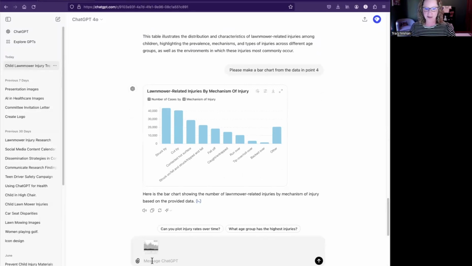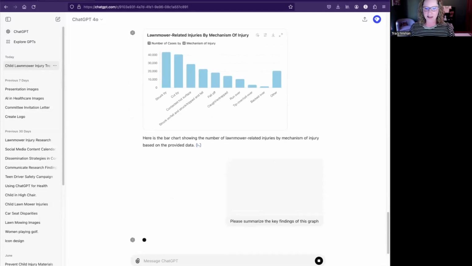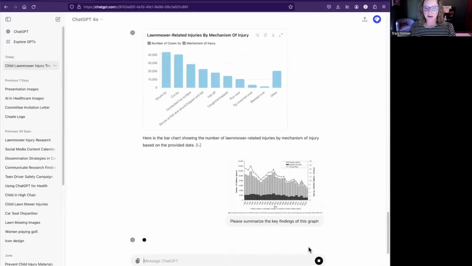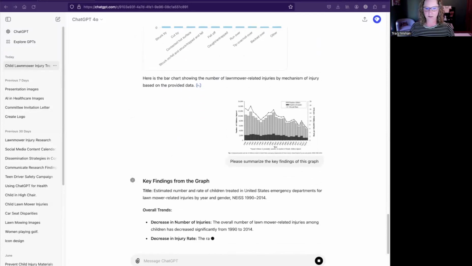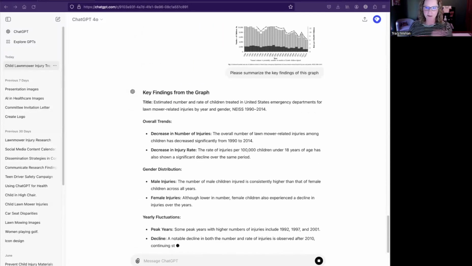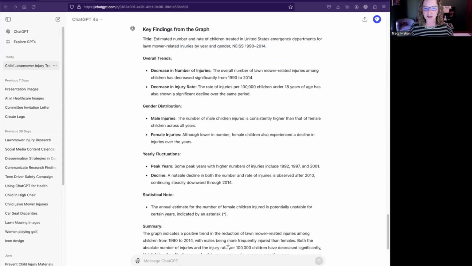So you can do the same thing, upload a chart, please summarize the findings, and it will do that for you. Okay, so you can see how quickly it will do that. And that can be helpful maybe if somebody doesn't have the research background to understand what you can and can't say from charts and things like that. Again, you have to really look to make sure it's correct, but it does do a nice job with that.